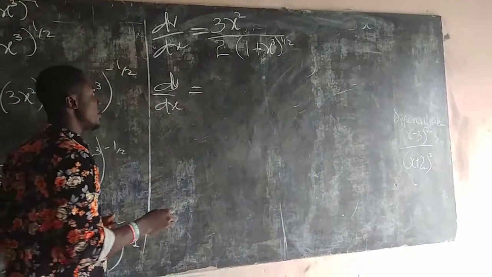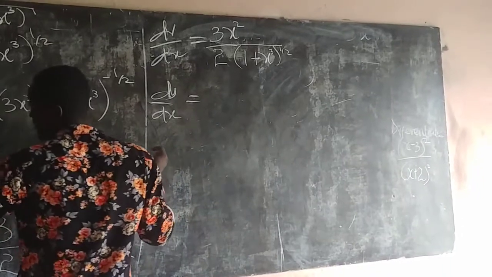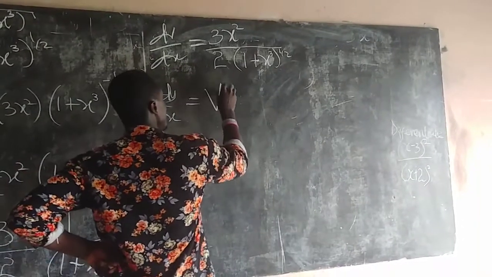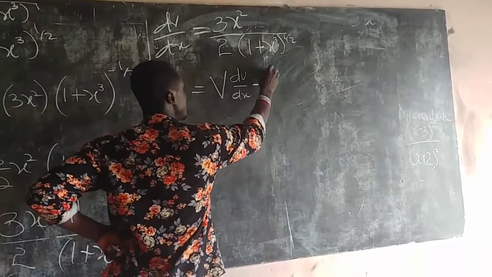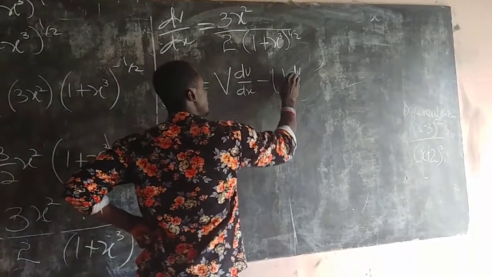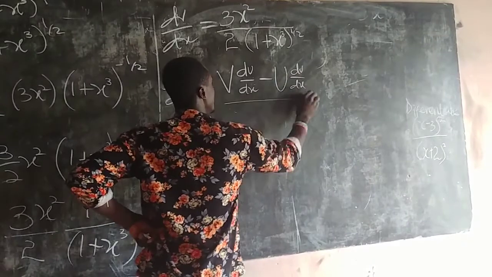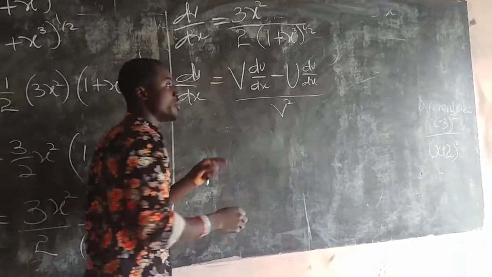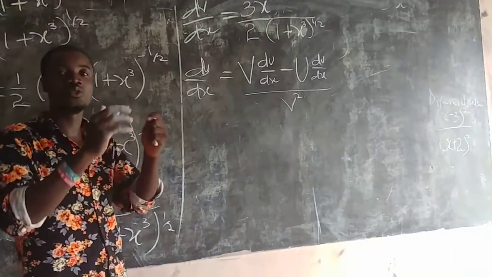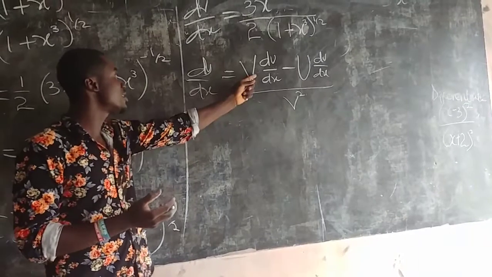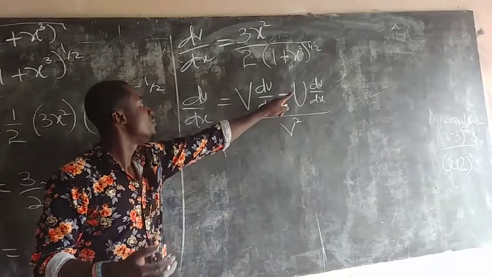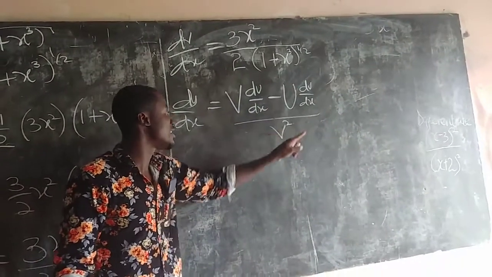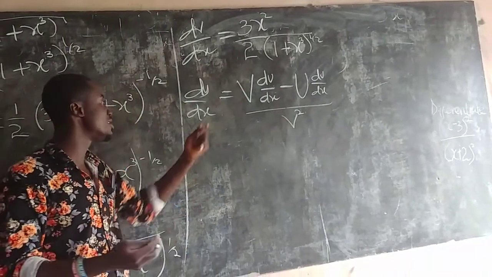So our dy/dx will be equal to, already we have stated that dy/dx is equal to v du/dx minus u dv/dx, all divided by v squared. So if you get to this point, all that you need to do is substitution. We've gotten our v, we know our du/dx, we know our u, we know our dv/dx, and we know our v already. So let's do the substitution.